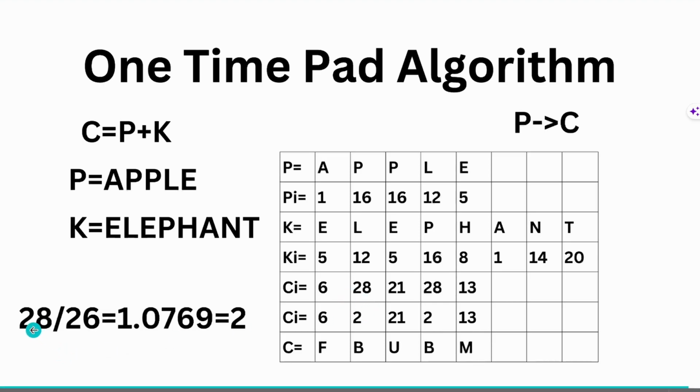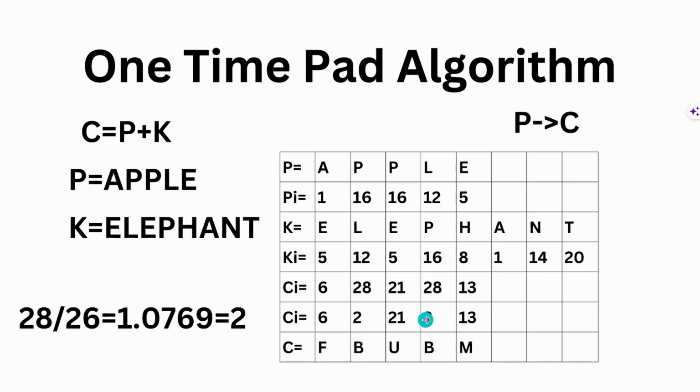This is the process: 28 divided by 26. Why 26? Because the total alphabet is 26. That's why I am dividing it by 26. We found 1.0769, and the remainder means 2. That's why I use 2 here.